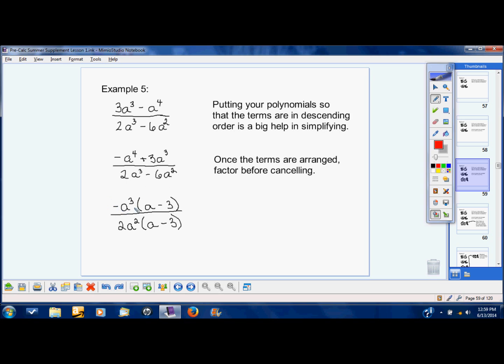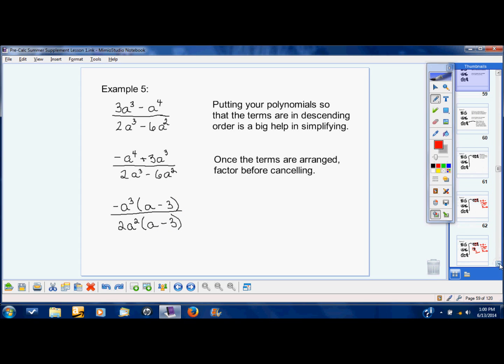When I factor out a negative a to the third, remember I said we want to get this negative so that we will find things that can be canceled. Negative a to the third times a gives you negative a to the fourth. Negative a to the third times negative 3 gives you positive 3a to the third. 2a squared is in common for both of these, so we can factor it out. Remember, you're always asking yourself, the thing that I factored out, what can I multiply it by to get the original polynomial? So 2a squared is multiplied by a to get 2a cubed, and 2a squared is multiplied by 3 to get negative 6a squared.